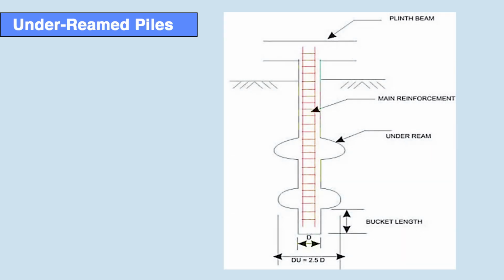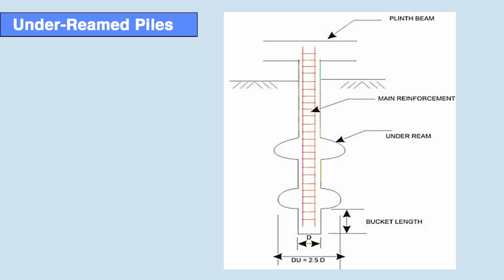Then the next is under-reamed piles. Under-reamed piles are bored cast in situ concrete piles with one or more bulbs formed by enlarging the borehole using an under-reaming tool. These piles are useful in various soil conditions, particularly where foundations need to reach a certain depth to avoid seasonal moisture changes, such as in expansive or black cotton soils.